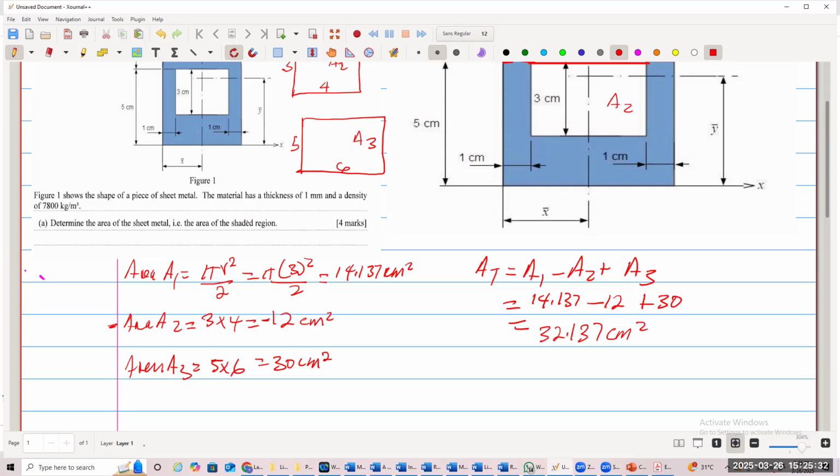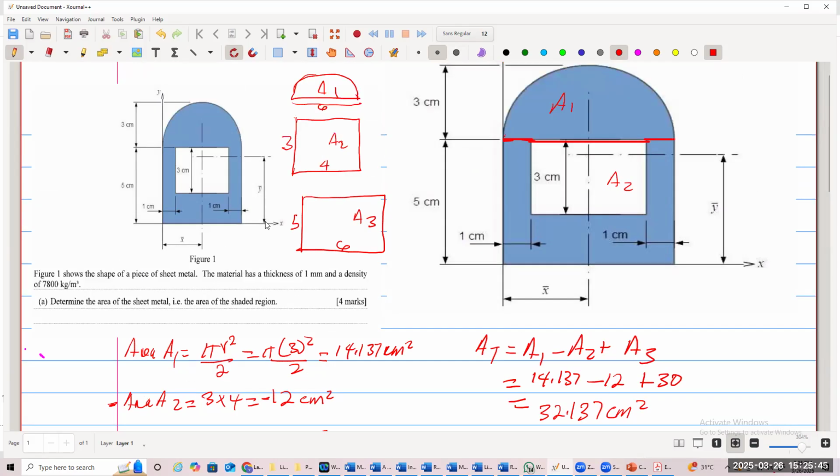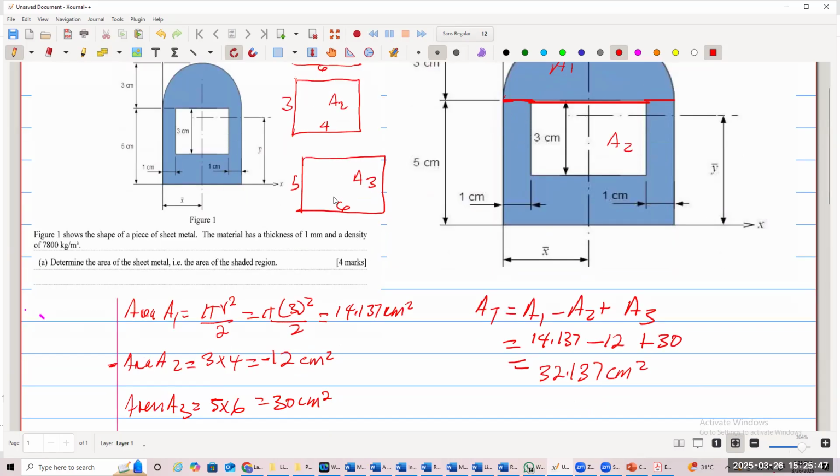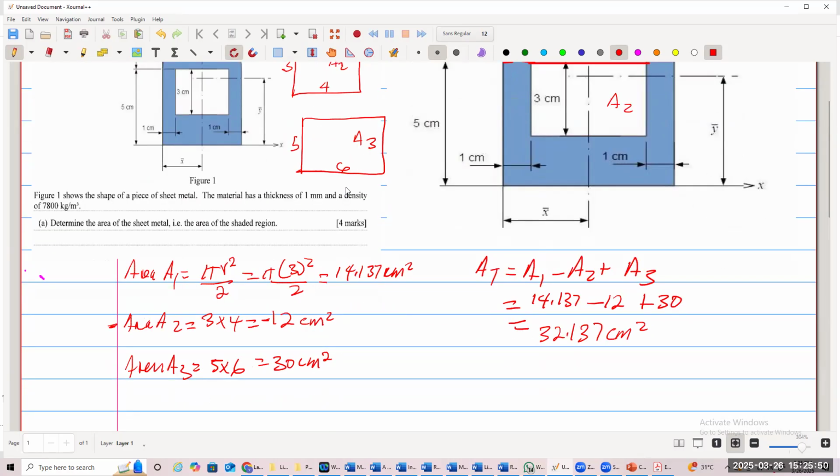All right, cool. Nice. So that's the first part they asked us to do: determine the area of the sheet. Now that we found the area, we must find the mass of the sheet metal. How do you find the mass? Typically you get the density, but here they want the mass. Density is equal to mass upon volume.